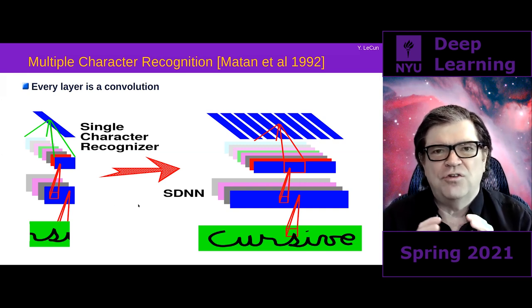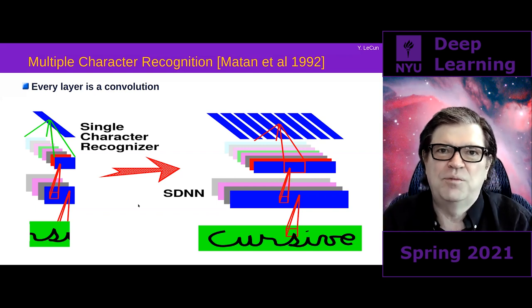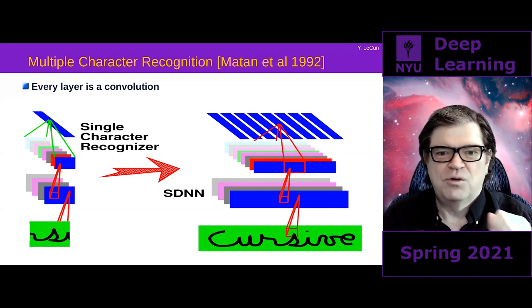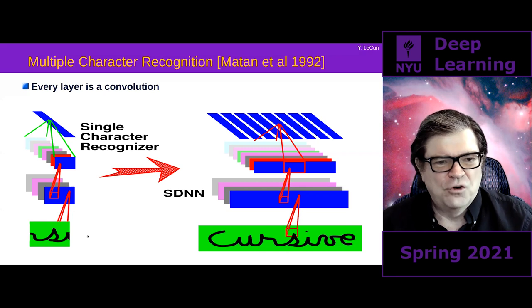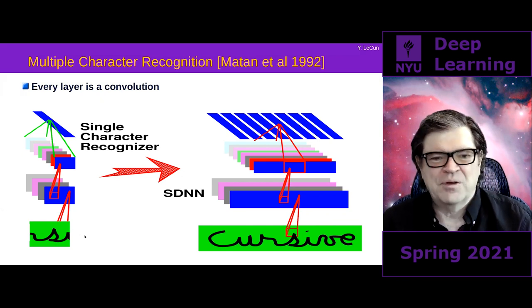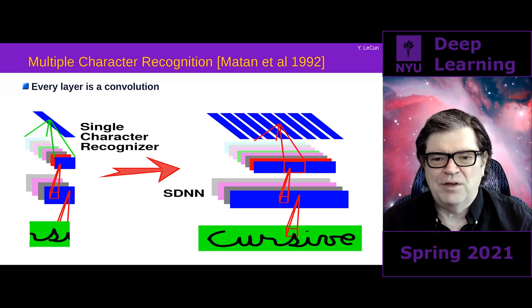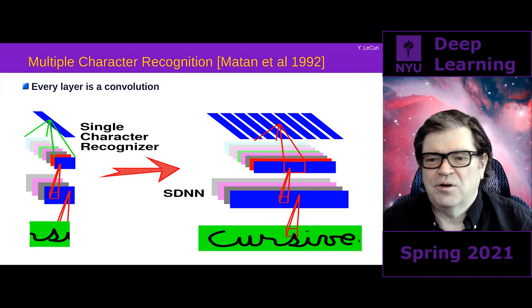So that turns out to be extremely cheap to do, this idea of replicating a convolutional net over a larger input, and handling variable size inputs. We used to call this SDNN, which stands for space displacement neural net, but it's really just a convolutional net, okay? Imagine that you've trained a single character recognizer whose input window is 32 by 32, or in this case maybe a little more, okay? And you want to apply it with a sliding window over a bigger input representing a word, for example, a handwritten word.